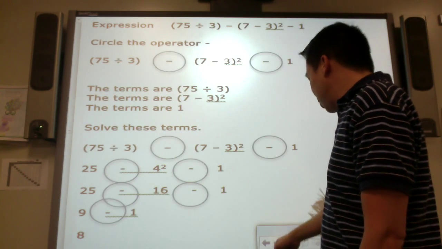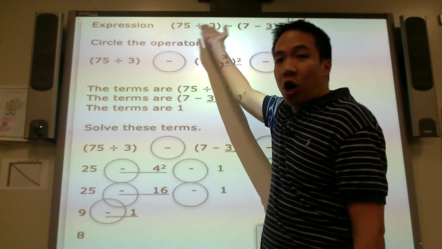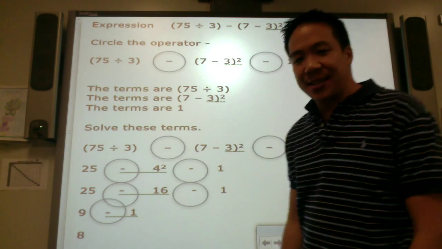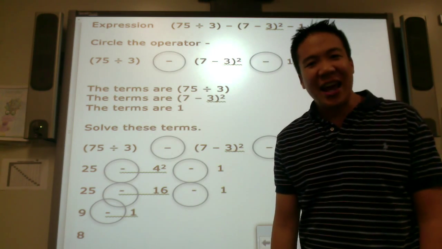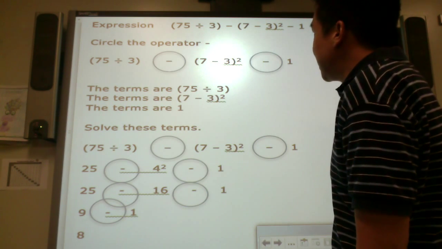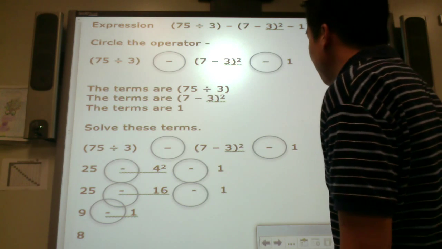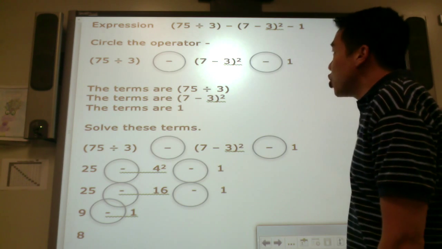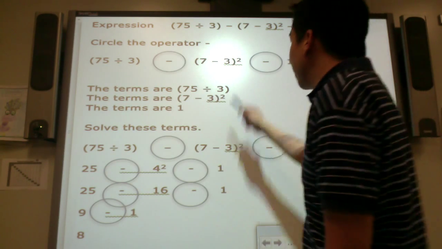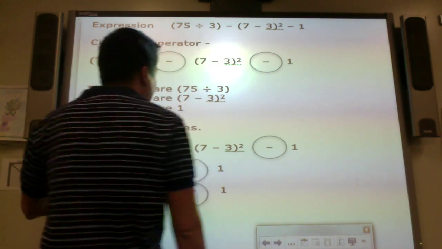Let's try another example using operators and terms. We have this long expression. An expression is like a math sentence with symbols and numbers and operations. So we have a grouping symbol, 75 divided by 3 minus a grouping symbol, 7 minus 3, squared, minus 1. So do we see any additive or subtractive operators? I see a subtraction and a subtraction. So we're separating this into 3 different terms.